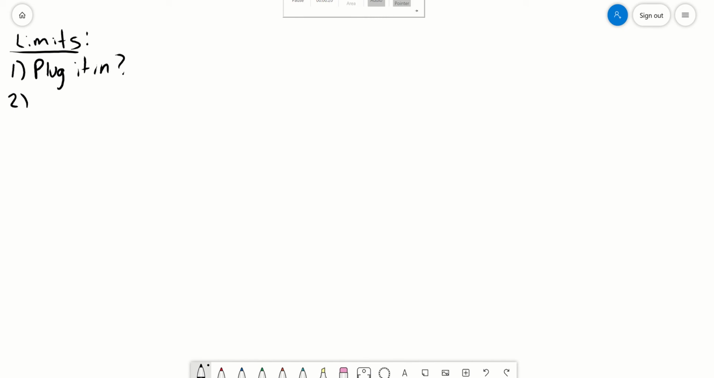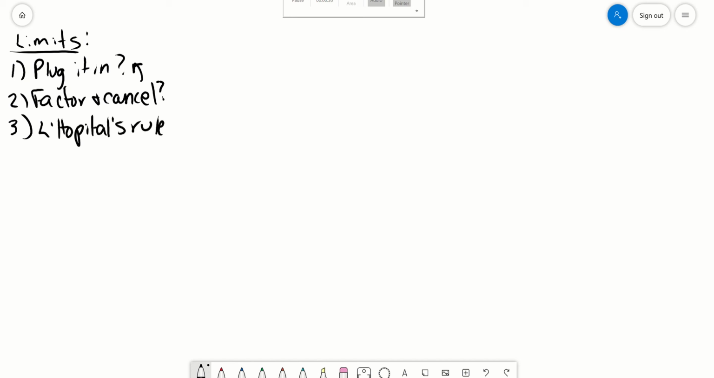If you can't just plug it in, can we factor and cancel something? If you can factor and cancel something, then you're likely going to be able to just plug it in. If that doesn't work, you probably are going to want to try L'Hopital's rule. Remember, that only works with 0 over 0 or infinity over infinity. Now, there are some where that doesn't really apply.